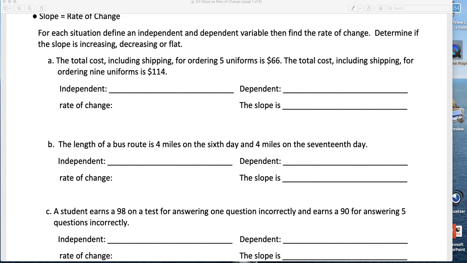I've got to have uniforms first before I can worry about the cost. Did it change color? Nope, still red. Finally do it? Yes, there we go. Okay, so uniforms is going to be independent. It's going to be x. And my shipping cost, or just cost in this case, is going to be dependent. That makes it y. So down here, this is uniforms.